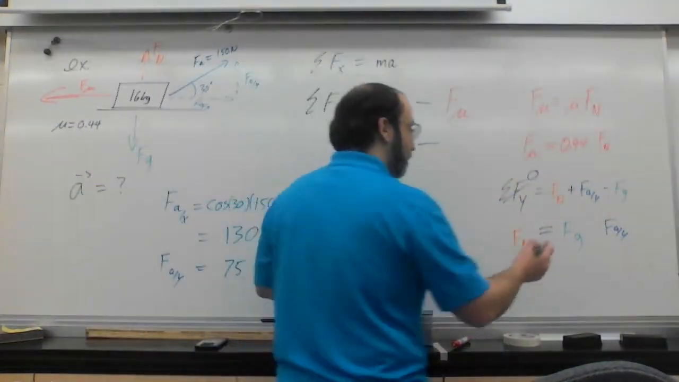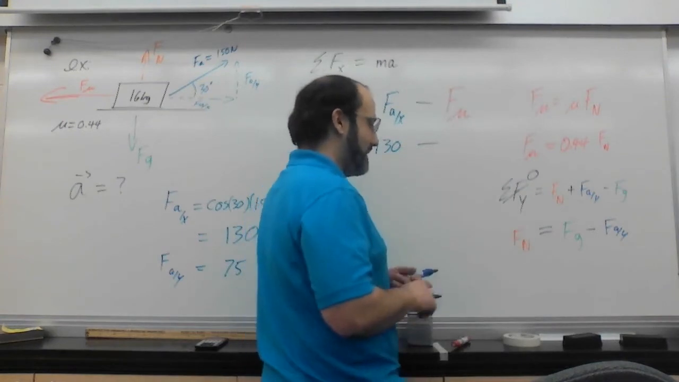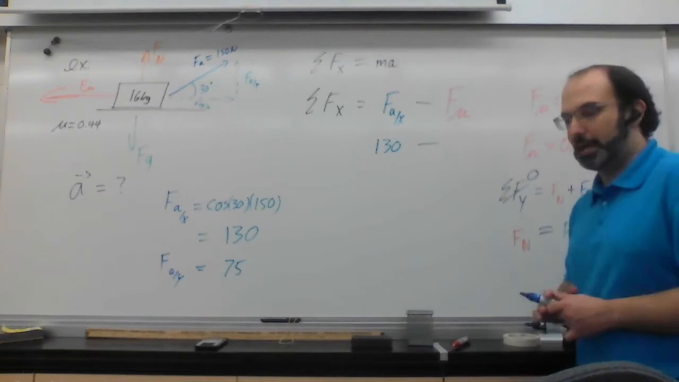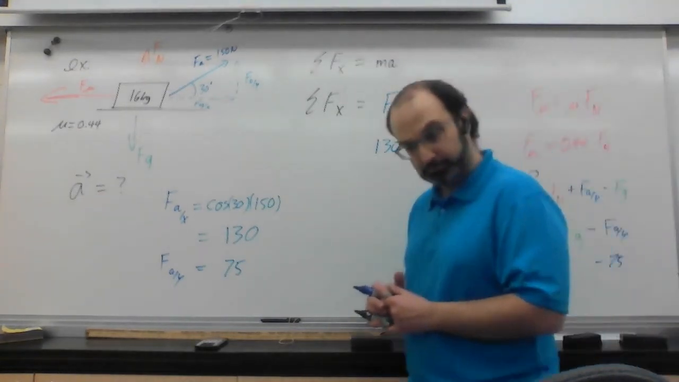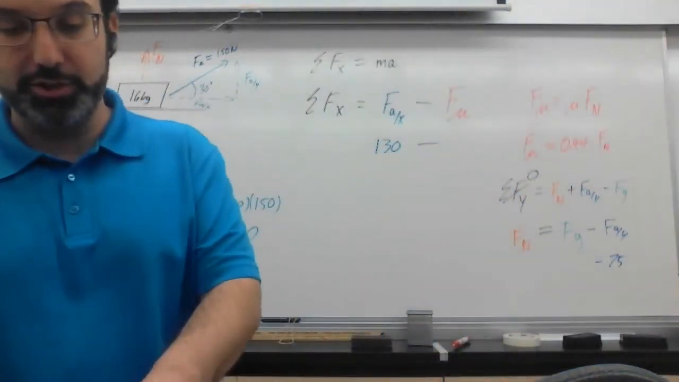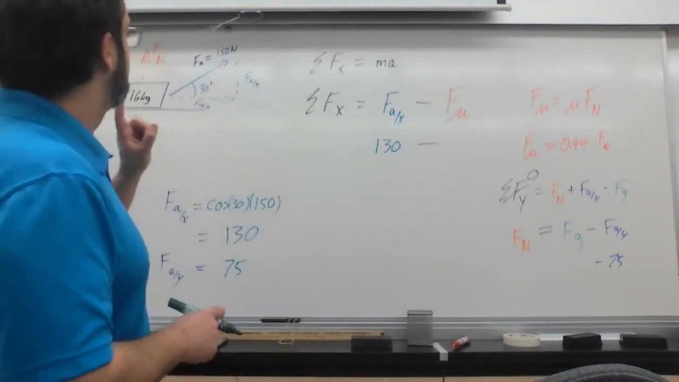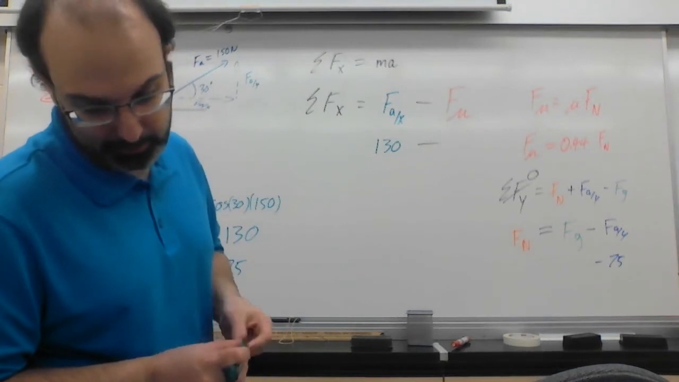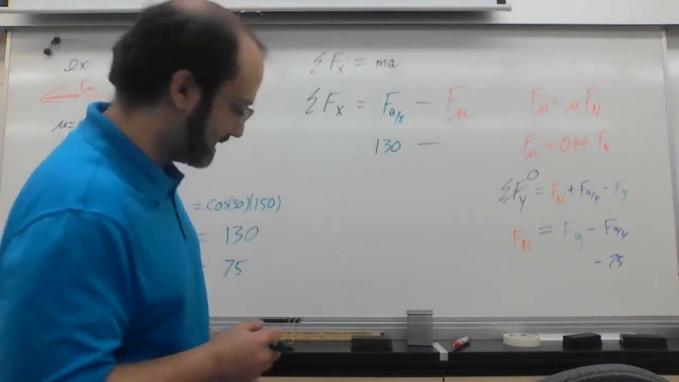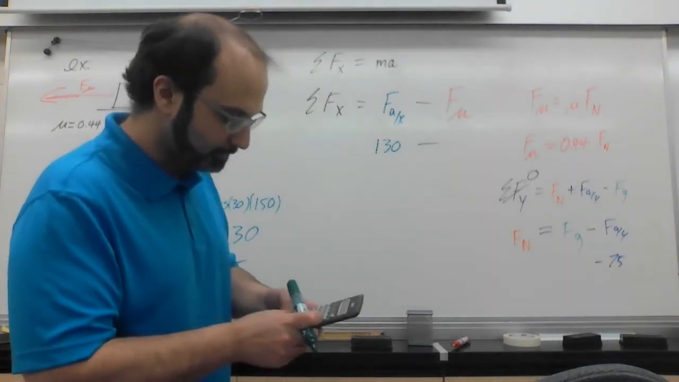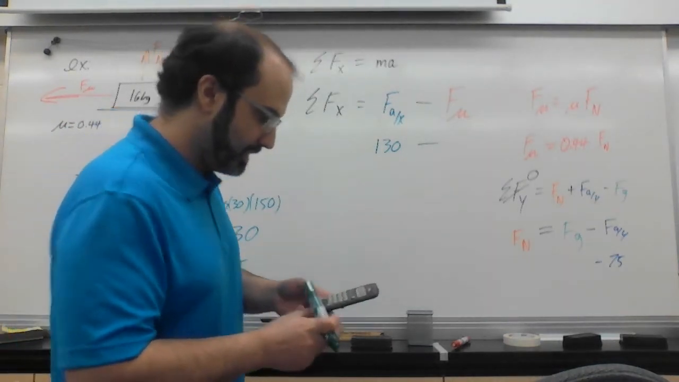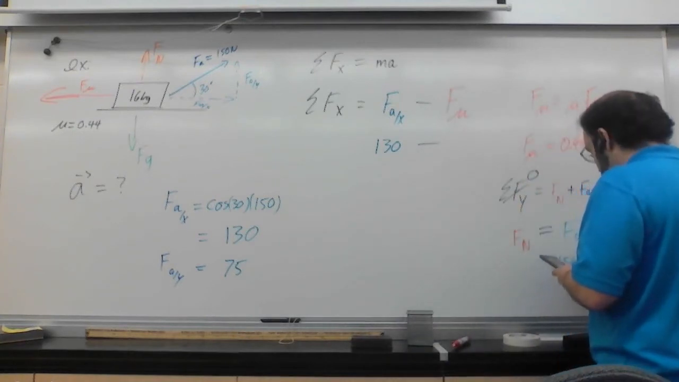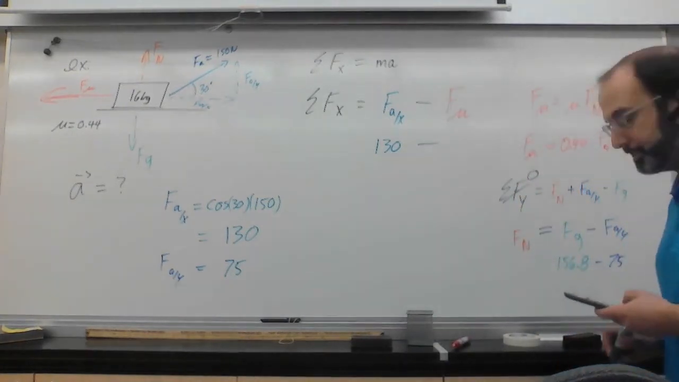So, well, Fay we have. We know that one. We solved it earlier. It's 75. Fg, we know how to solve that. That part's actually pretty easy, right? It's just 9.8 times 16. So 9.8 times 16, did I work it out? No, looks like I didn't. All right, I have to do it myself. Times 16 equals 156.8. So there you go.